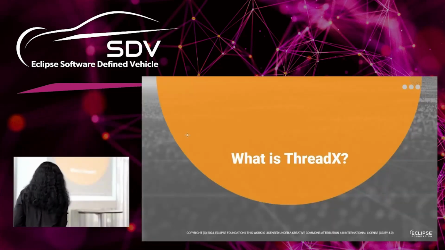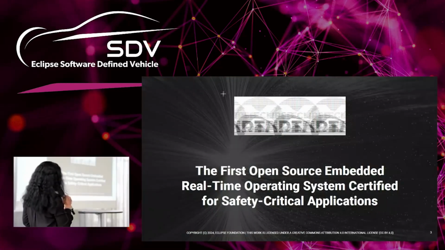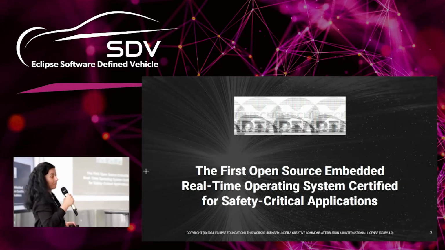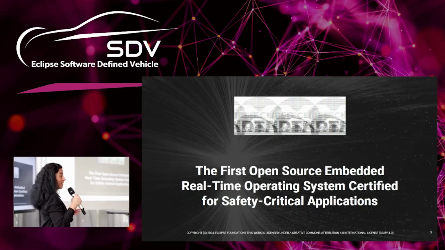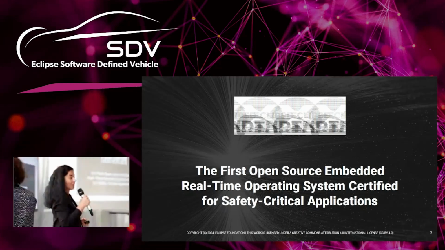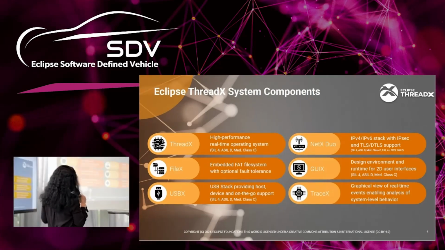So first of all, what is ThreadX? It's the first open source embedded real-time operating system which is actually certified for safety critical applications. And when I say certified, I really mean certified by the TÜV organization. So it has a stamp and everything on it, right? The intention is to keep following through with those certifications. What exactly does it consist of? It has mainly five components: ThreadX, FileX, USBX, NetX Duo, GUIX, and a tool that connects all of them, called TraceX.